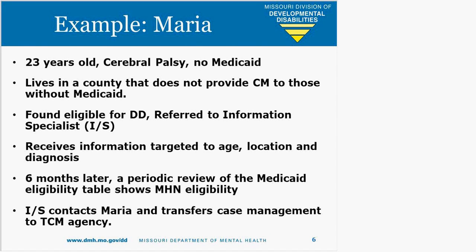One of the things that happens in the DD system is that we get regular updates on who is Medicaid eligible and who isn't Medicaid eligible. And let's say that 6 months later, a review of that system shows that this person is now Medicaid eligible. In this situation, the information specialist is going to contact Maria and also facilitate a warm handoff to the case management system at the TCM agency. So there will be regular checks about who is Medicaid eligible and who isn't. And when we get into a situation where we can hand it off to a TCM agency who's able to then bill for case management services, we'll do so.